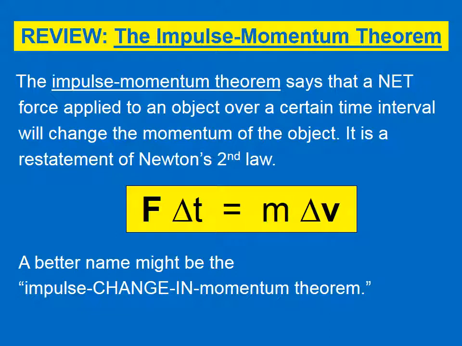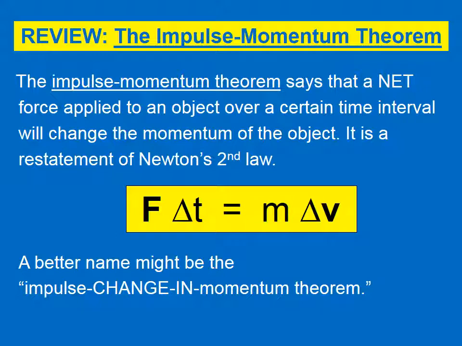Let's review. The impulse momentum theorem says that a net force applied to an object over a certain time interval will change the momentum of the object. It is a restatement of Newton's second law. And there's the equation: F times delta t is equal to m times delta v.